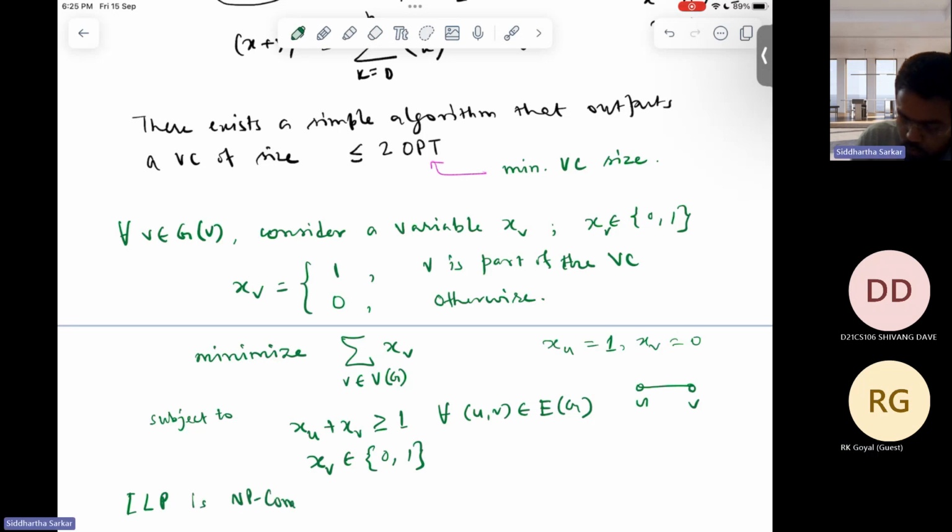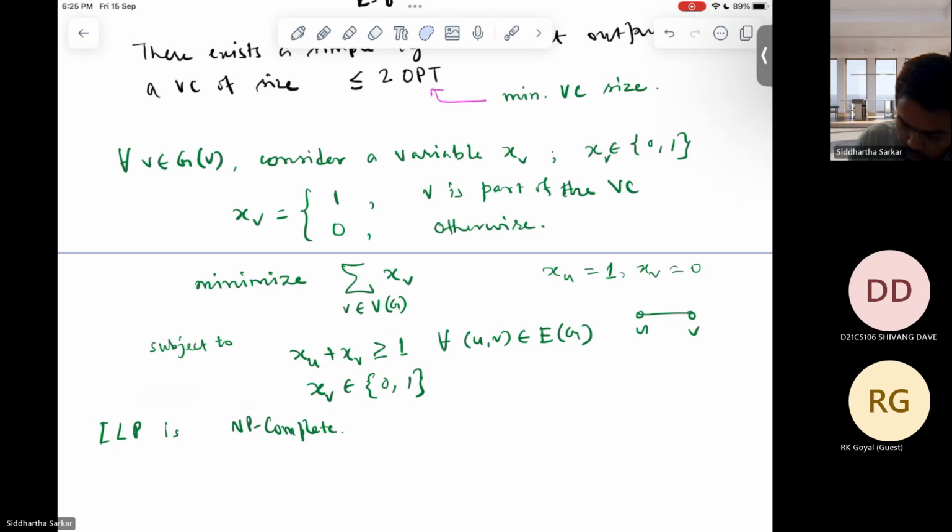Okay. So what we do, you know what we need to do in such a situation? So can you slightly elaborate what this ILP stands for? Oh, it's integer linear program.